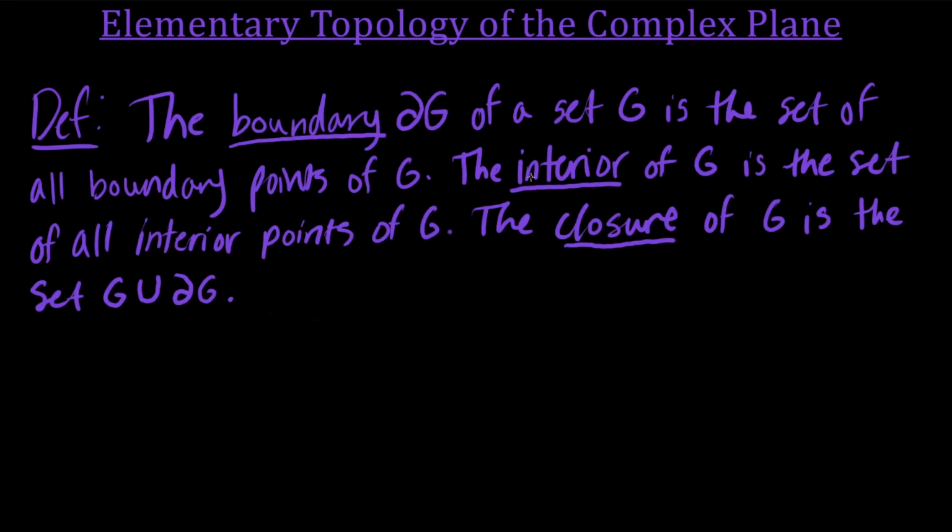All right, a few more quick definitions here. The boundary of a set G, and the boundary is denoted using this backwards curly D symbol in front of the G, is the set of all boundary points of G. The interior of G is the set of all interior points of G. And finally, the closure of G is the set G unioned with its boundary.